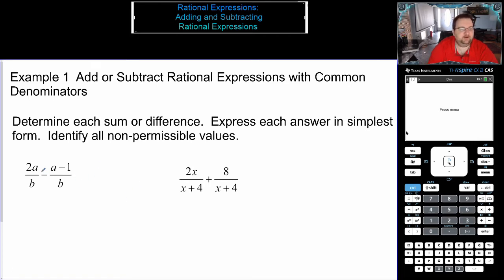So the first one we have here is 2a over b minus (a minus 1), and I like to put these in parentheses, over b. They have the same denominator, so I'm going to be able to just combine them. So I'll have 2a minus (a minus 1), and hopefully you see now why when I have a negative sign I like to put parentheses, and it's because that negative sign is going to distribute. So I'll have 2a minus a plus 1, because this becomes negative a and negative negative 1. That negative sign gets distributed. And this is all over b.